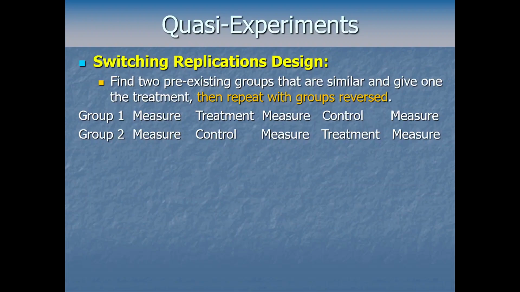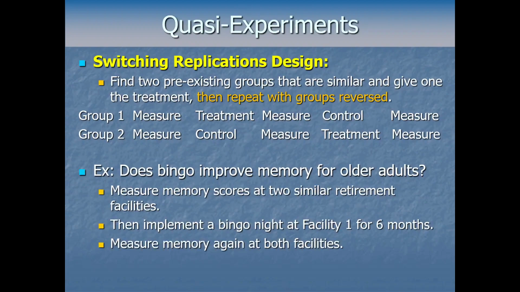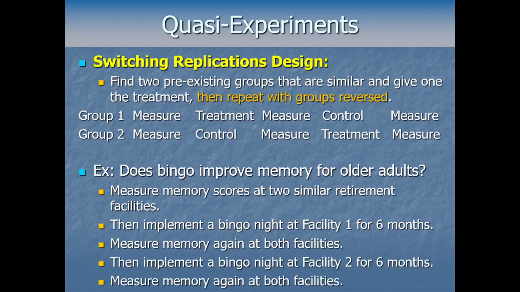So for example, if you're studying whether playing bingo improves memory for older adults or something like that, maybe you measure memory scores of everyone at a couple of similar retirement facilities. Then you go and you implement a bingo night at facility 1 for 6 months and measure their memory scores at both places. This is where a basic non-equivalent groups design would stop. We'd be like, okay, facility 1 has more improvement than facility 2. Great, it's promising. But now we're going to flip things and do the bingo night at facility 2 for 6 months. And then, again, measure things at the end at both places.